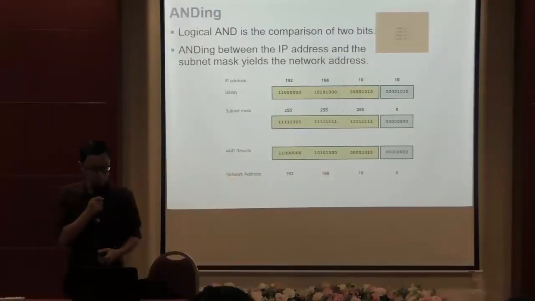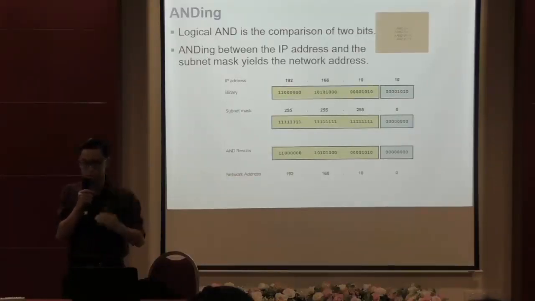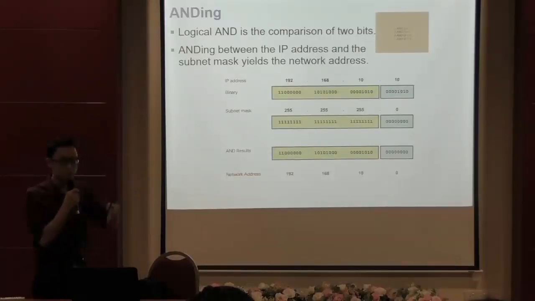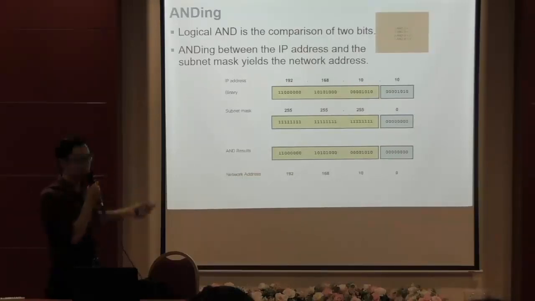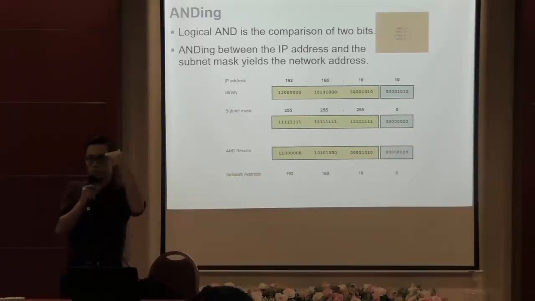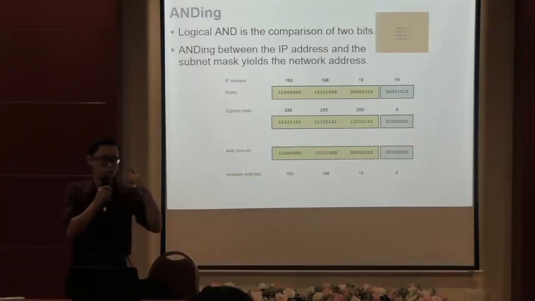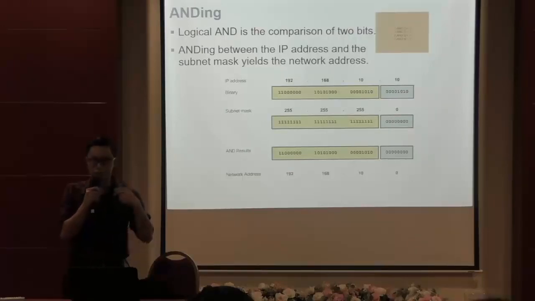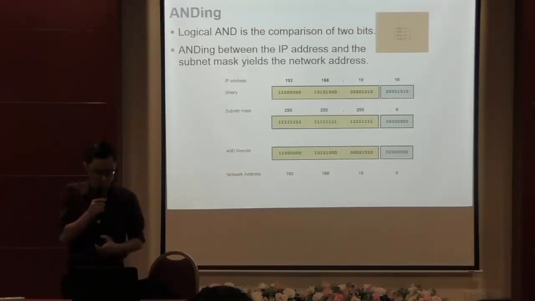Then after you get the IP address and subnet mask, you can get the network address by using the logical AND. The logical AND is the comparison of two bits. You compare between the IP address and the subnet mask, so you can get the network address. Right? Understand? Okay. Next.